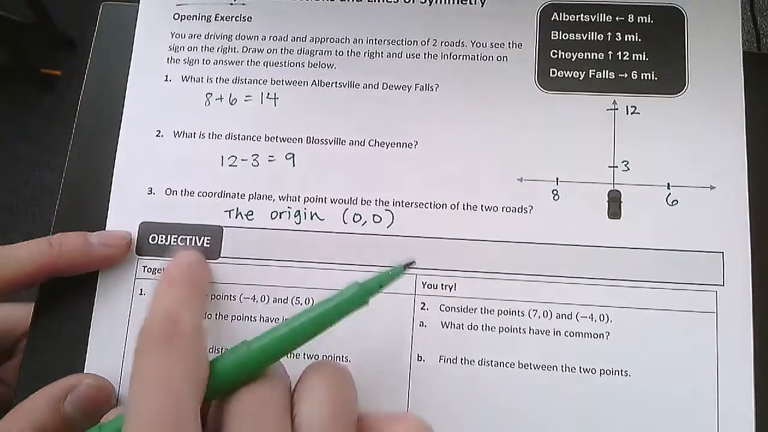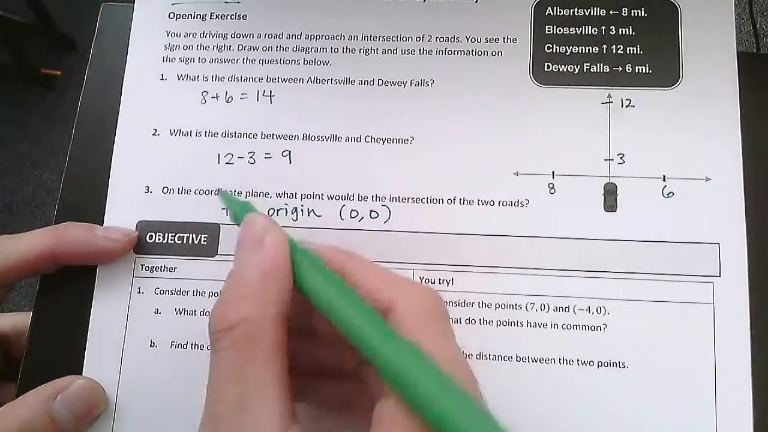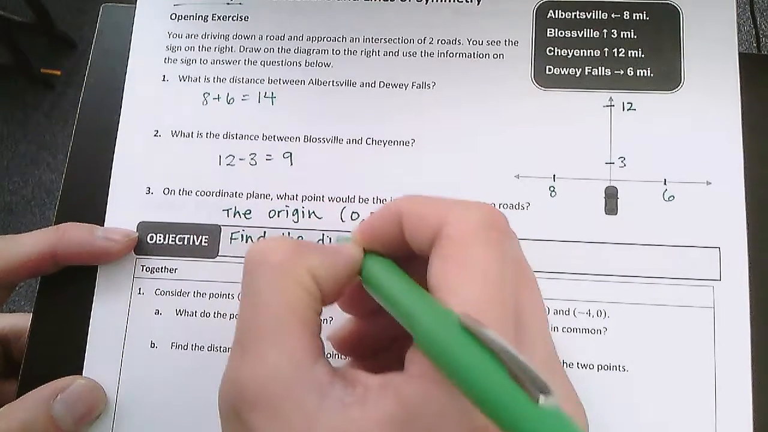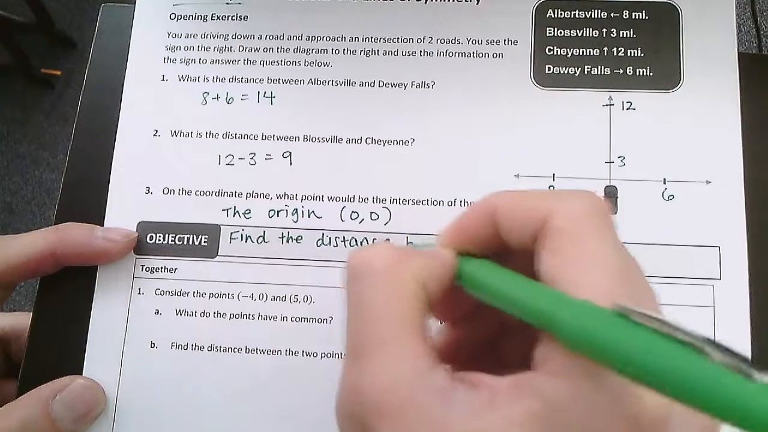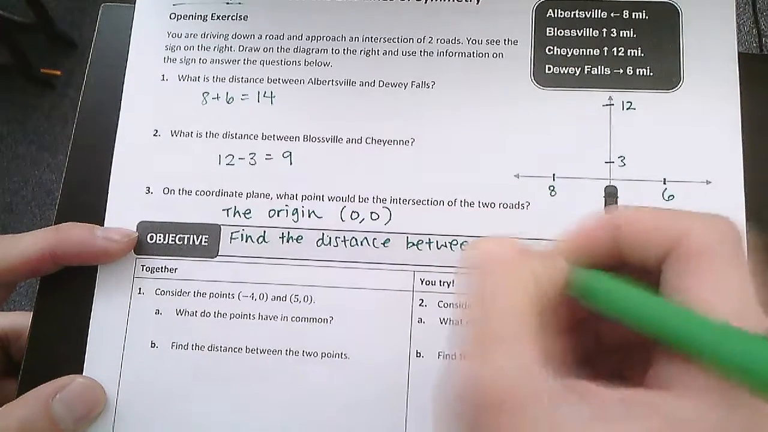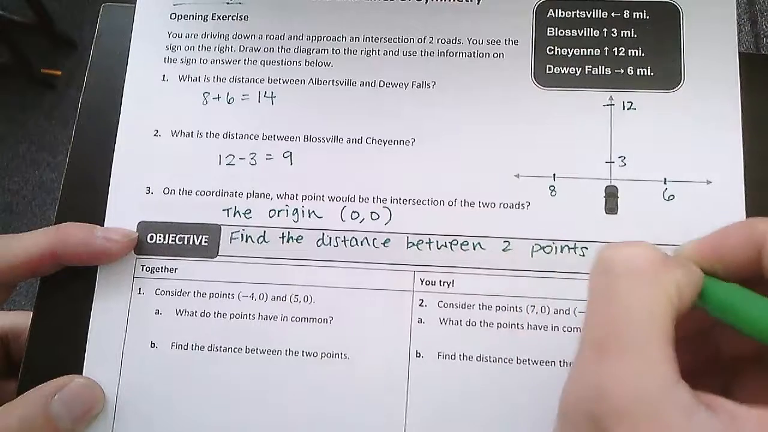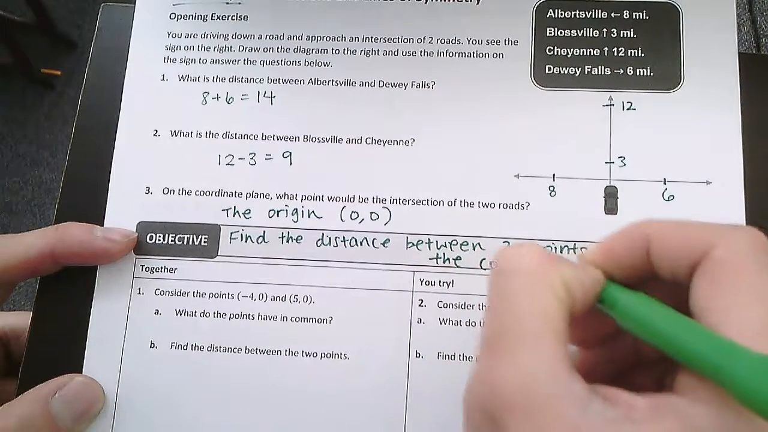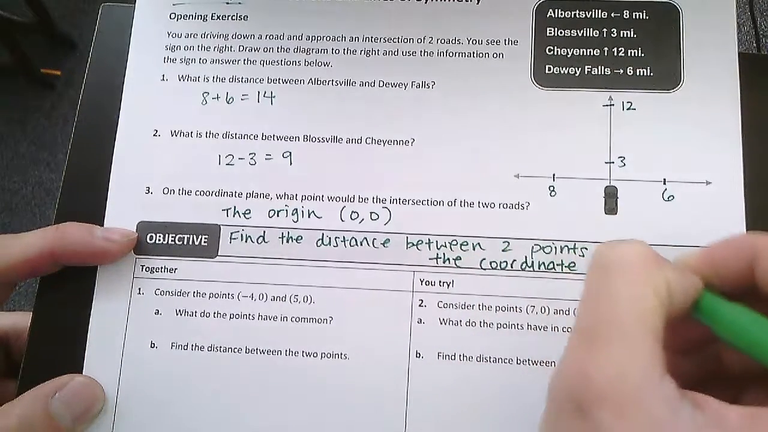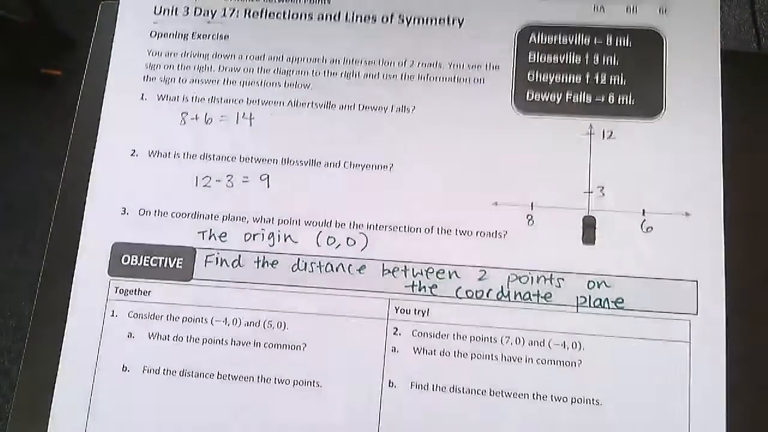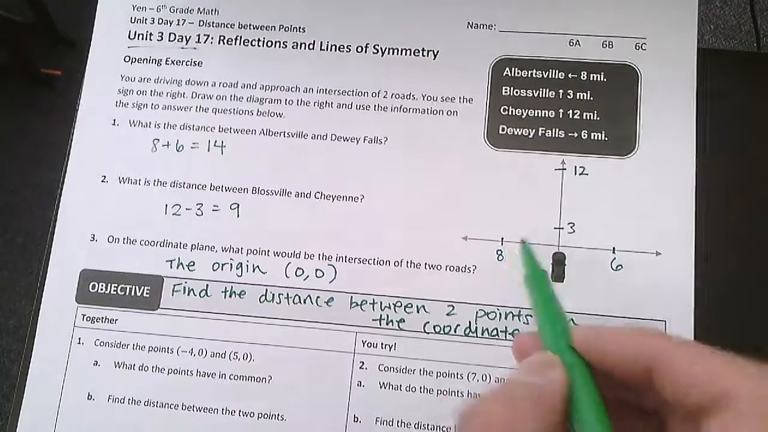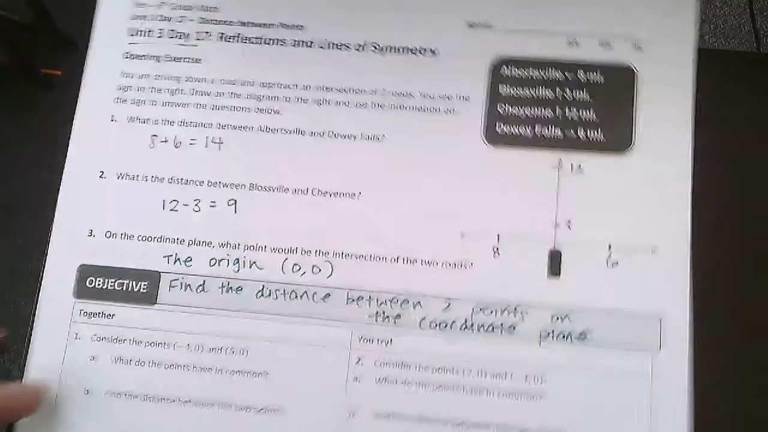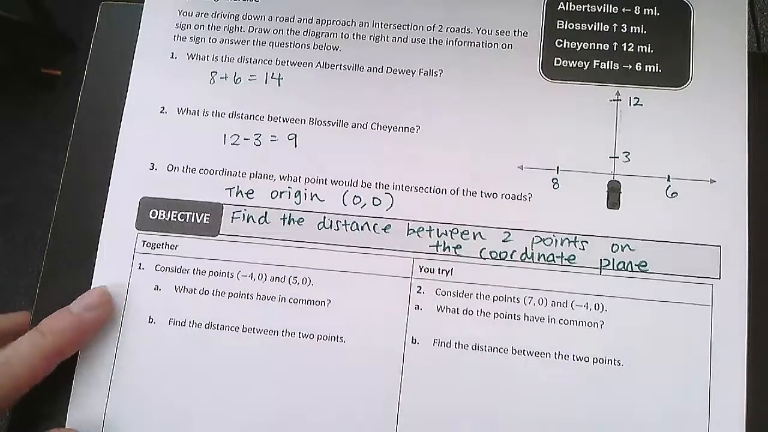And now, for our objective, we are trying to find the distance between 2 points on the coordinate plane. So similar to how in the opening exercise you were trying to find the distance between two cities, like either here or here, we are going to be finding the distance between 2 points.